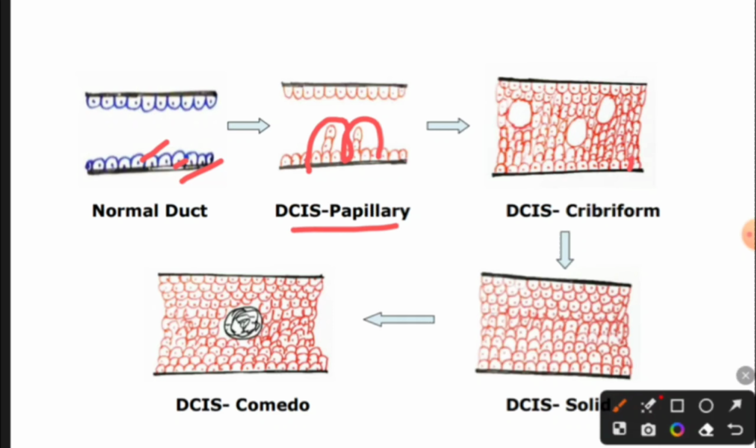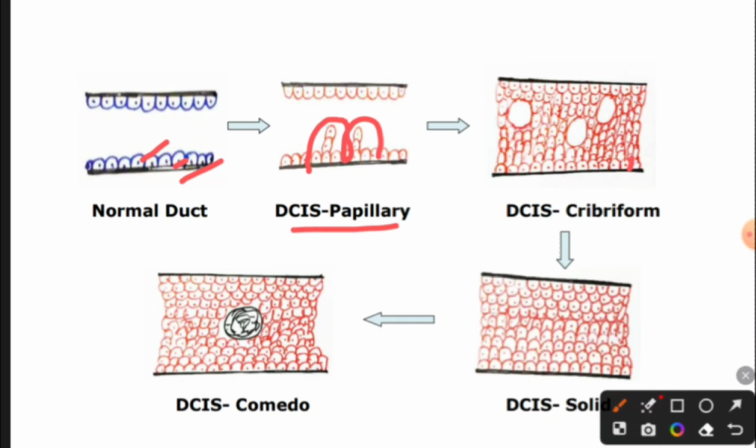Continued proliferation of these cancerous cells fills the whole duct, and the whole duct is completely filled or packed with the cancerous cells, and it gives the appearance of a solid type. That's why it is called the solid type of ductal carcinoma in situ.